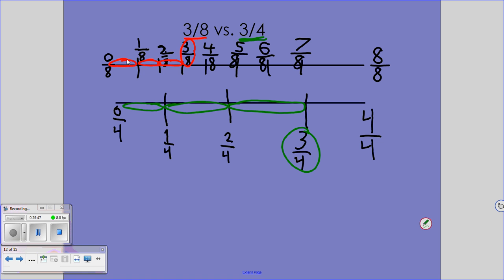Now looking at your hops and looking at how far across our number line we went, is it going to be greater than, equal to, or less than? Make sure you say the whole thing. 3/4 is greater. Okay, so we would say 3/4 is greater than 3/8, or 3/8 is less than 3/4. Remember we talked about how the top wants to keep the largest piece.